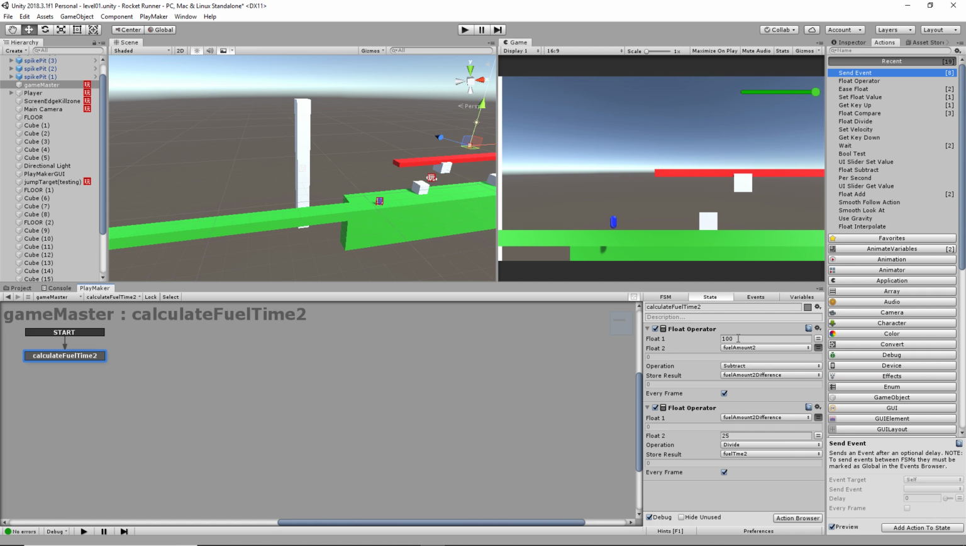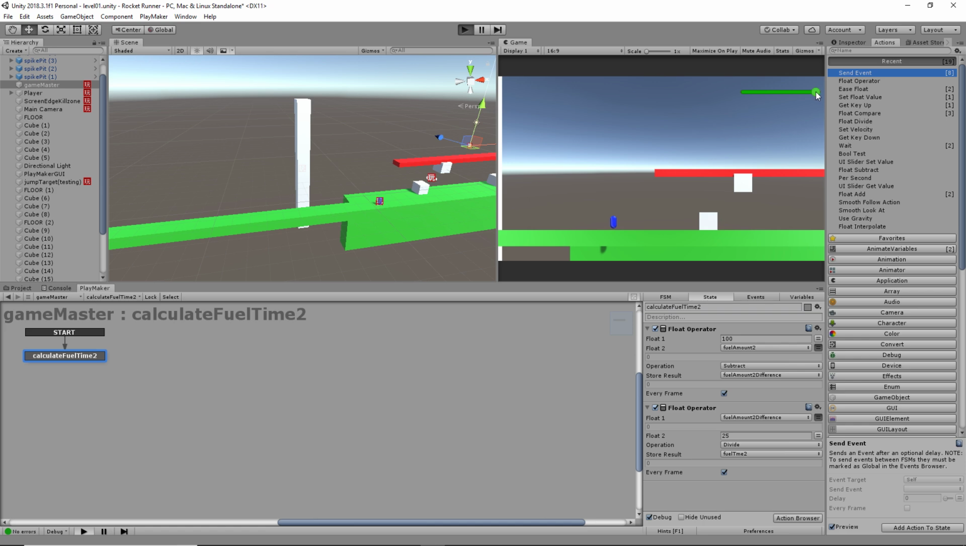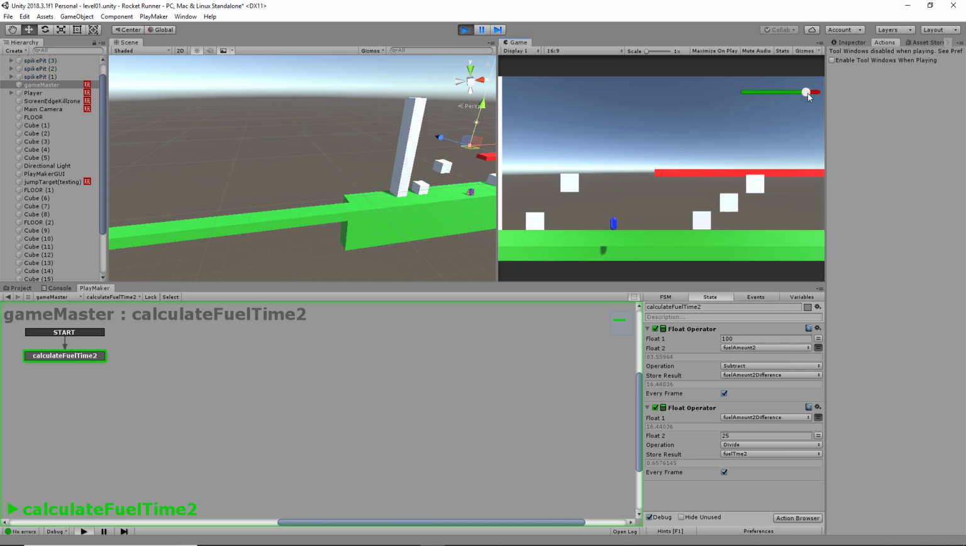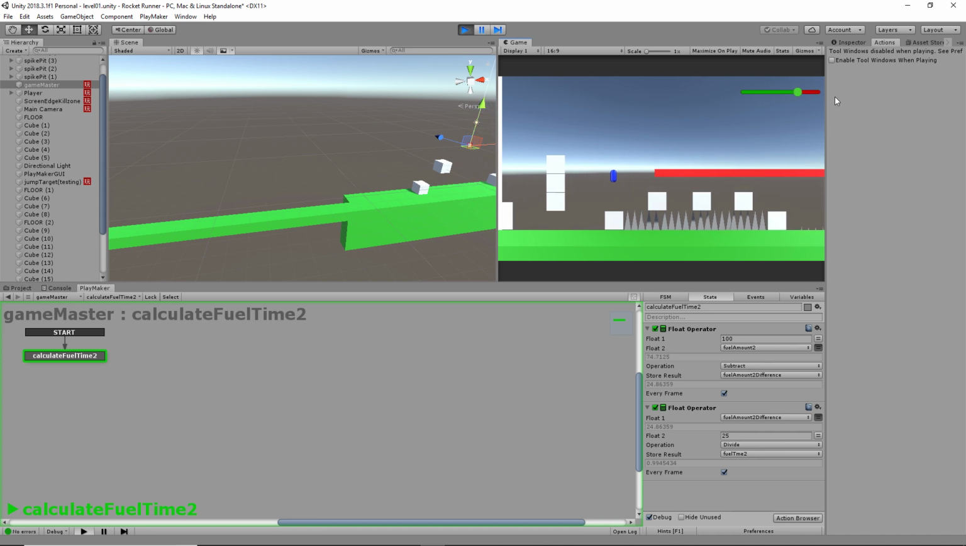So let's say fuel amount is, for example, 75. We subtract 75 from 100, that's 25, which would make it so that fuel amount 2 difference is 25, and 25 divided by 25 is 1. And that's how we get fuel time 2. So the point is, from 75, it's going to take 1 second to go back up to 100, which is how you make sure that the speed of depletion is equal to the speed of gain. Hopefully that makes sense.